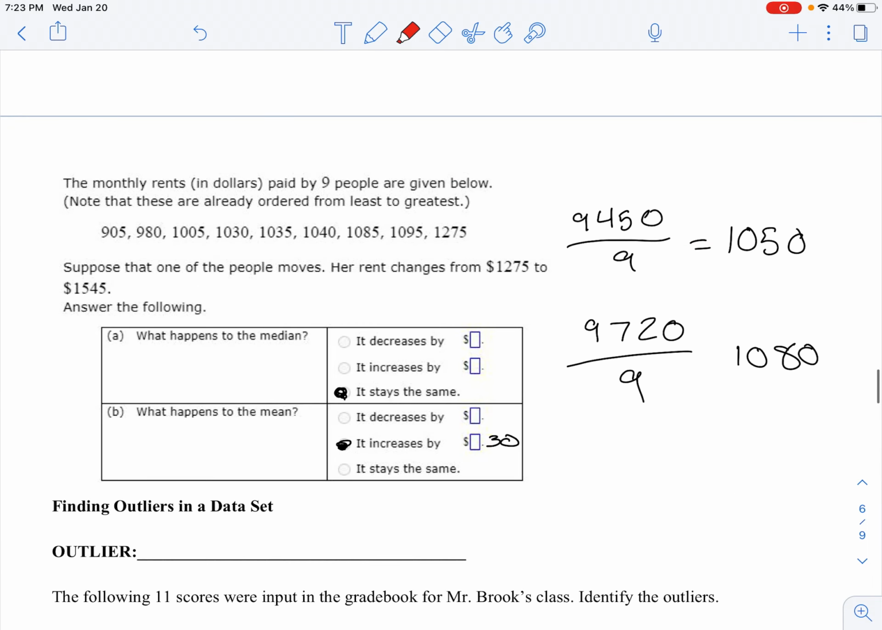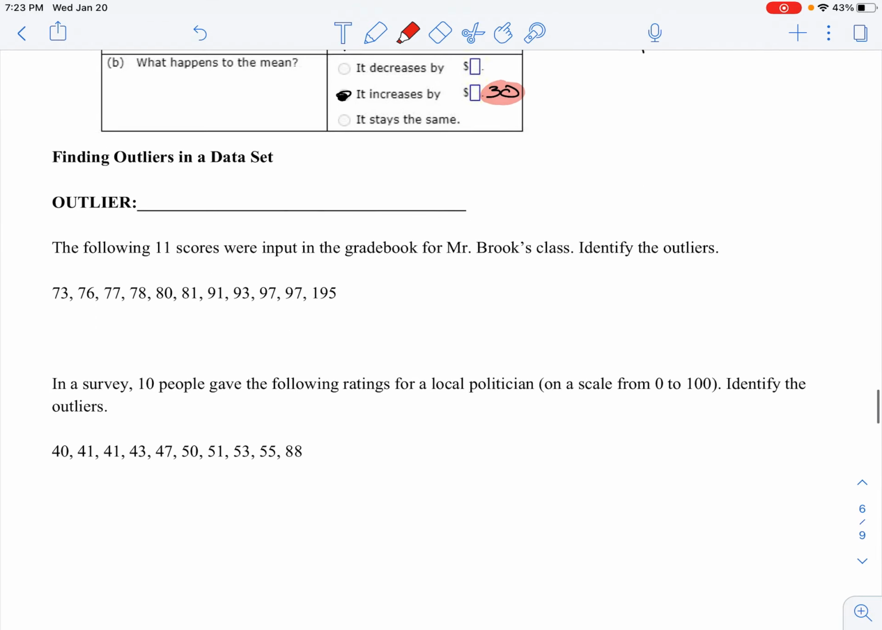For the last one here, this was me adding them all up. It's the same exact problem, except you're changing the last number from 12,075 to 5,000 or 1,545. So I'm switching it to that one. These are your two different sums when you added them up. You're still dividing both of them by 9, and you can see that the one that's bigger is bigger by 30 once you divide those. So that would be my answer.